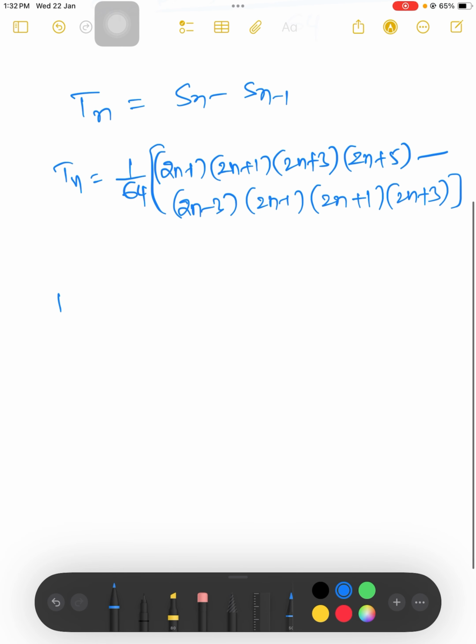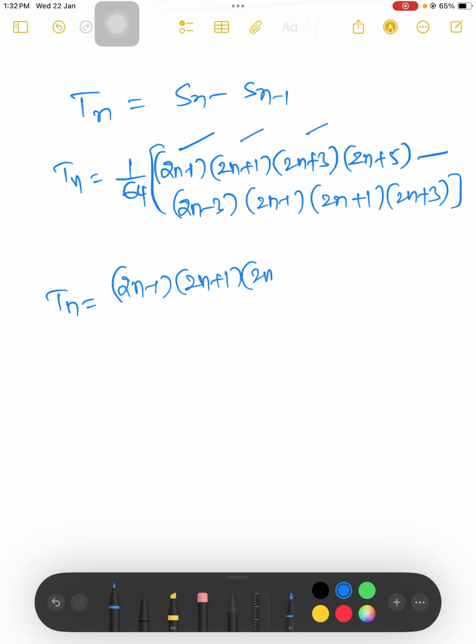From this, if you observe, 2n minus 1, 2n plus 1, 2n plus 3 are all common, so we can take them out: (2n minus 1)(2n plus 1)(2n plus 3) whole divided by 64.